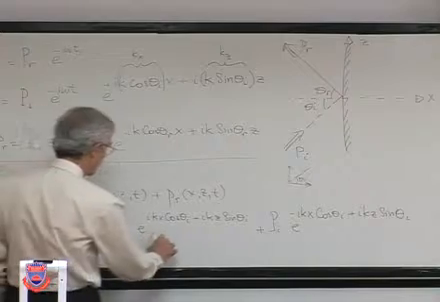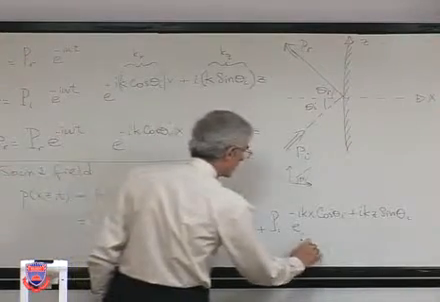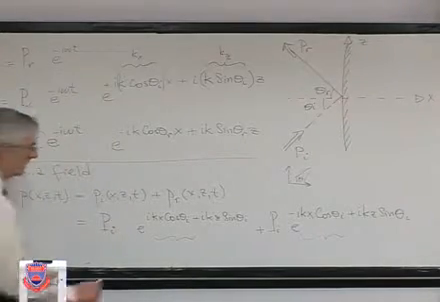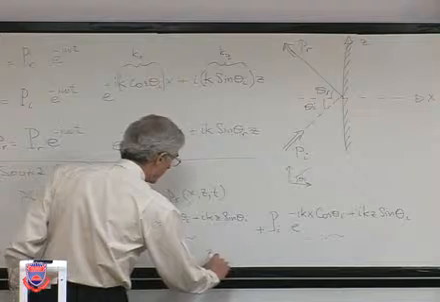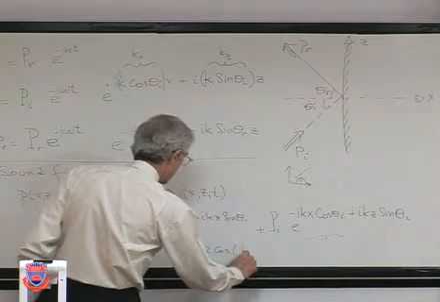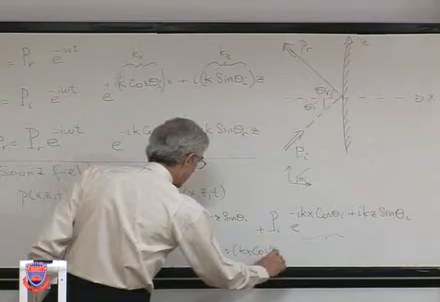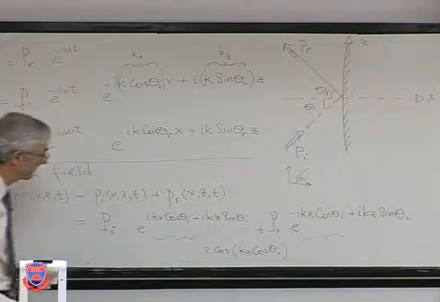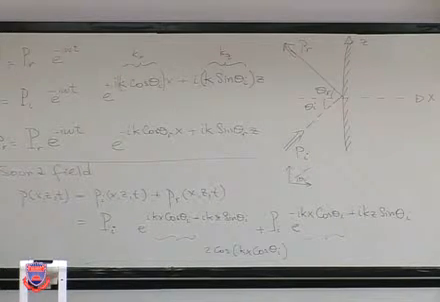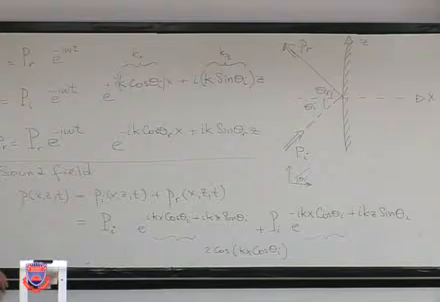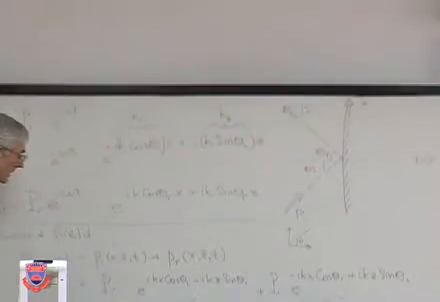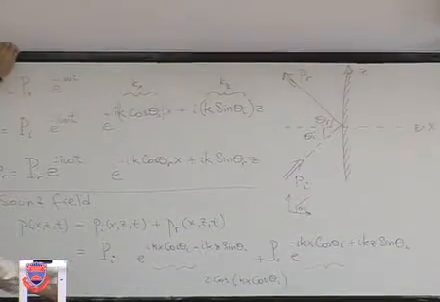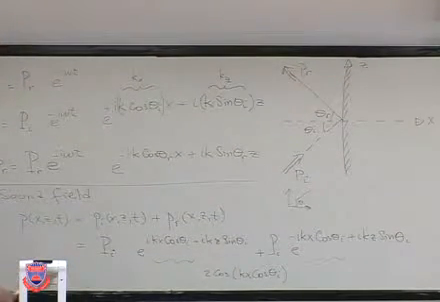These two components we can combine to write as 2 times cosine k x cosine theta i. You know the relationship there. Okay, so let me just clarify that. Have you written this last part? Okay. I will just rewrite it up here.